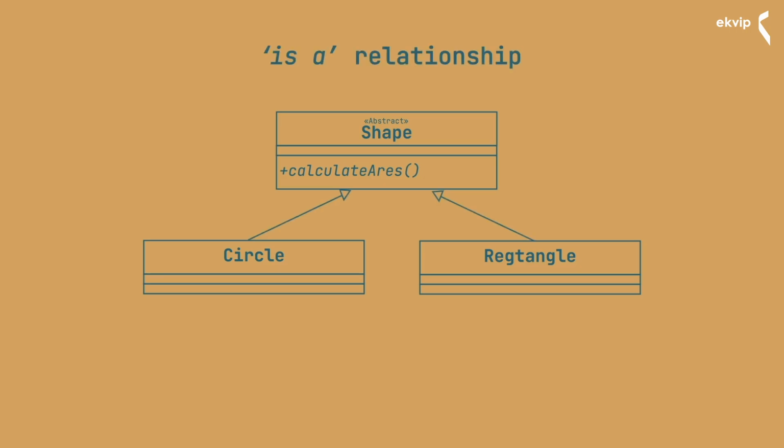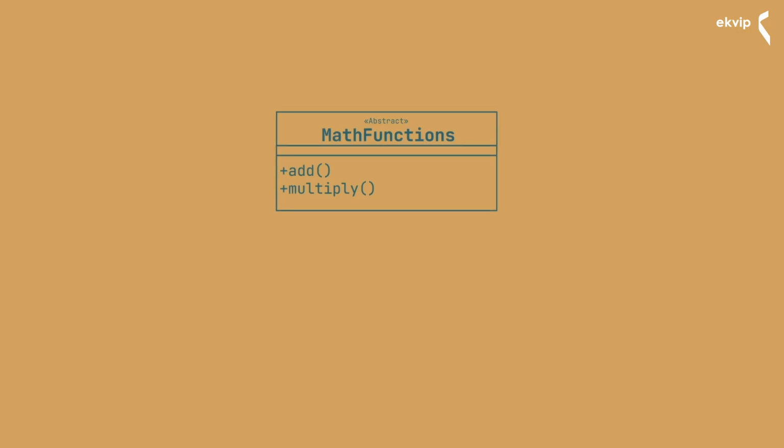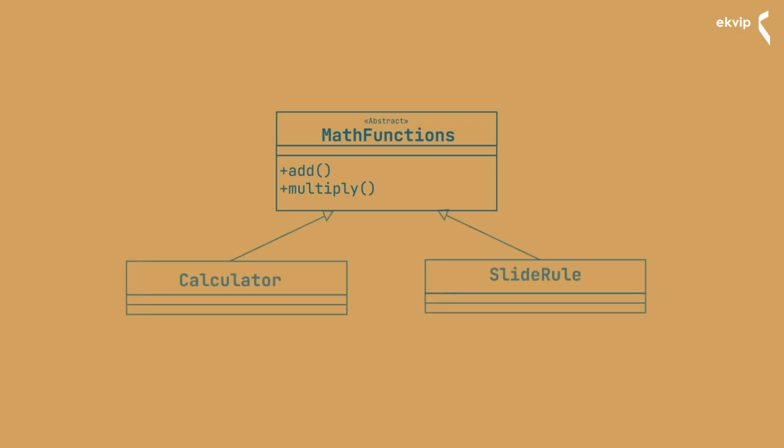That's the is-a relationship. A circle is a shape, a rectangle is a shape. But each one implements calculate area differently, based on their own unique formulas. Now here's where it can get confusing. Sometimes we extend a class not because it represents a true abstraction, but just to borrow some functionality. Let's say you have a utility class, math functions, with useful methods like add and multiply. You might extend it just to use those methods in another class.